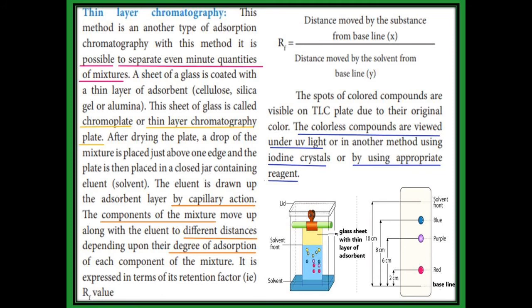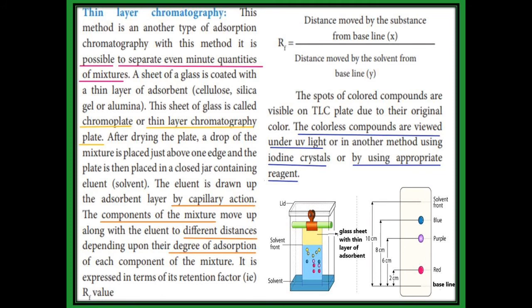The thin layer is not stationary by itself, so with the help of the glass plate only it acts as a stationary phase. The thin layer of adsorbent we are using here is cellulose, silica gel or alumina. That sheet of glass is now called a chromoplate or thin layer chromatography plate. In this technique it is possible to separate even a minute quantity of mixture.